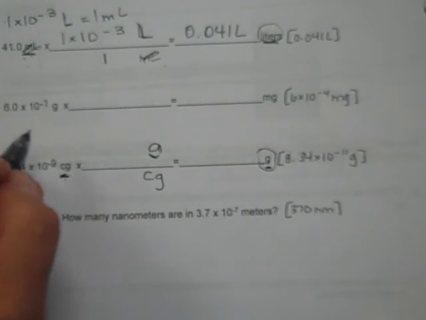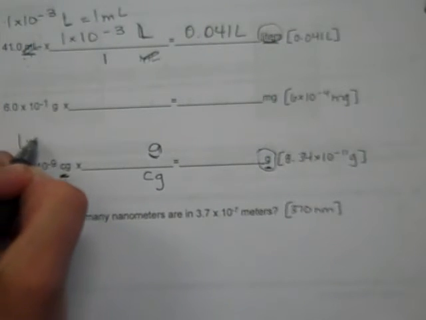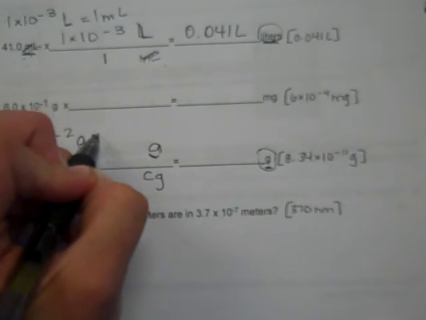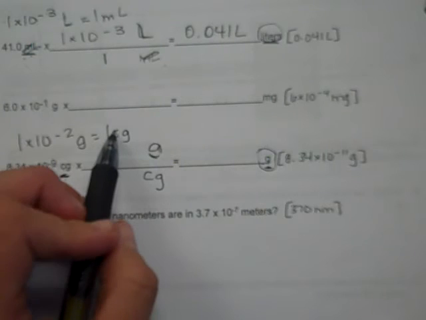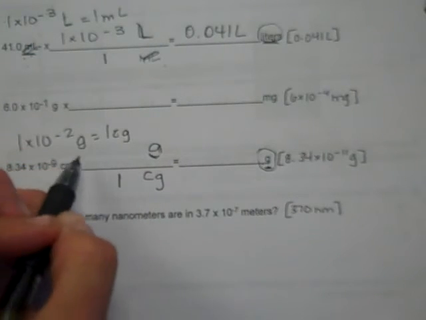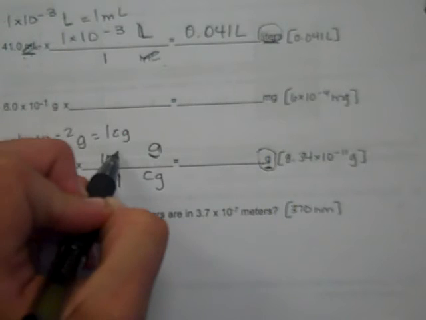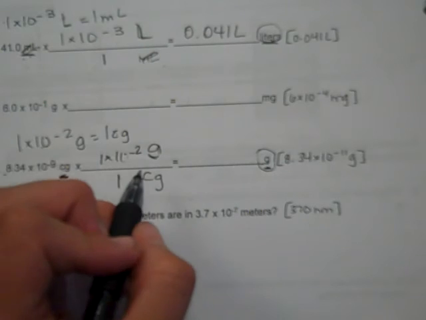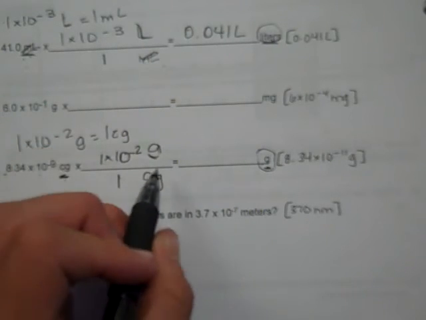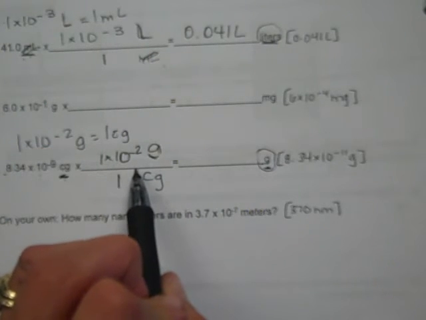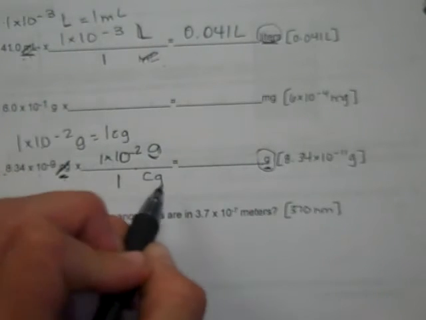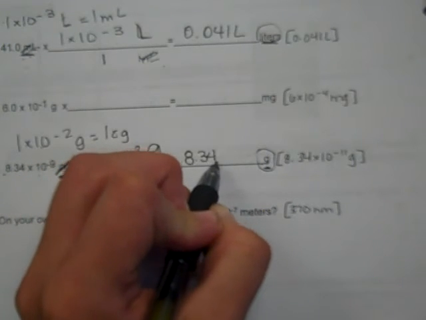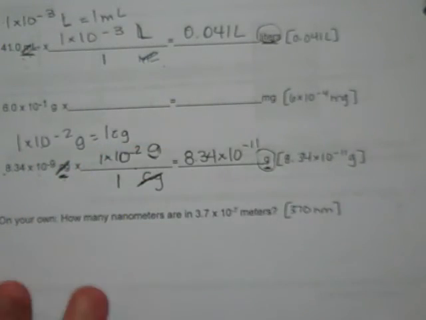Now I need to figure out my conversion factor. Centi is 1 times 10 to the negative second. 1 times 10 to the negative second grams equals 1 centigram. So my 1 centigram will go down here. My 1 times 10 to the negative second will go up here. So now 8.34 times 10 to the 9th times 1 times 10 to the negative second. These guys will cancel. Gives me 8.34 times 10 to the 7th.